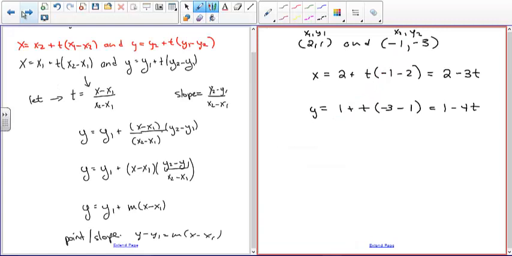That's demonstrating two things: how you can have linear equations in parametric form based on the coordinates of two points, and also how you can use eliminating the parameter to get to the rectangular form of the equation.